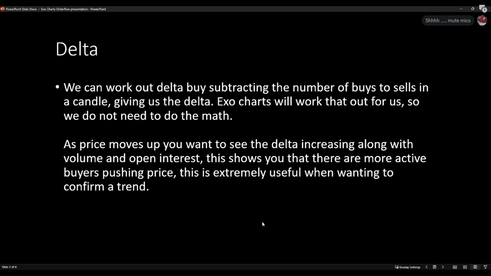As price moves up, you want to see the delta increasing along with volume and open interest. This shows you that there are more active buyers pushing price. This is very, very useful when you're wanting to confirm a trend or just a direction of a day trade, or even maybe a quick scalp trade on the lower time frames. And it works vice versa. If we're seeing price moving down, we want to see negative delta increasing, along with volume and open interest, showing that there is interest and there are active sellers who want to move this market.